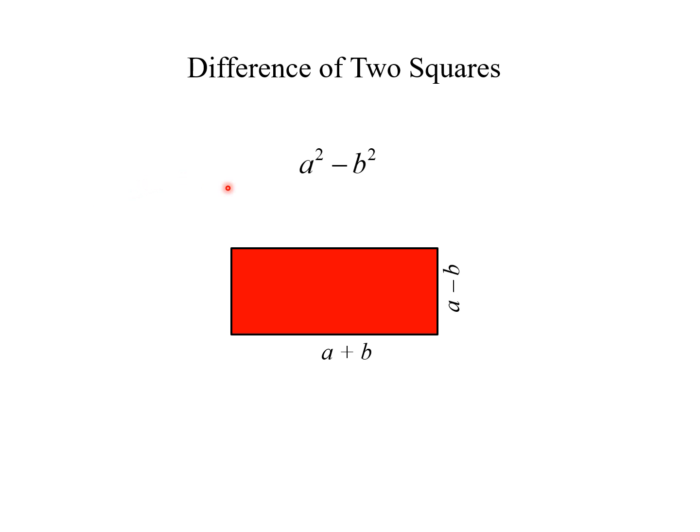Okay, so we were moving rectangles around, ripping them apart, putting them back together, but the area of that red rectangle is a squared minus b squared. But we also know the area of a rectangle is length times width. So there's the formula. Length is a plus b times the width, a minus b. And this is a geometric interpretation of the difference of two squares. Hope you enjoyed this video.